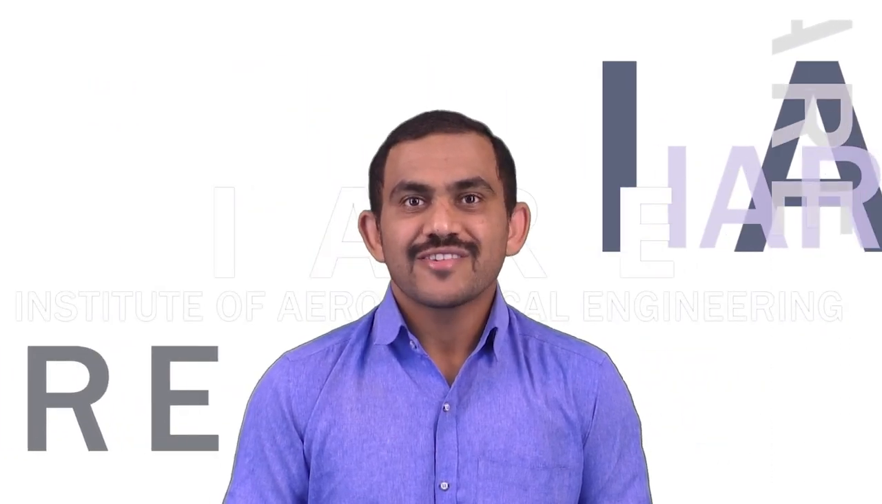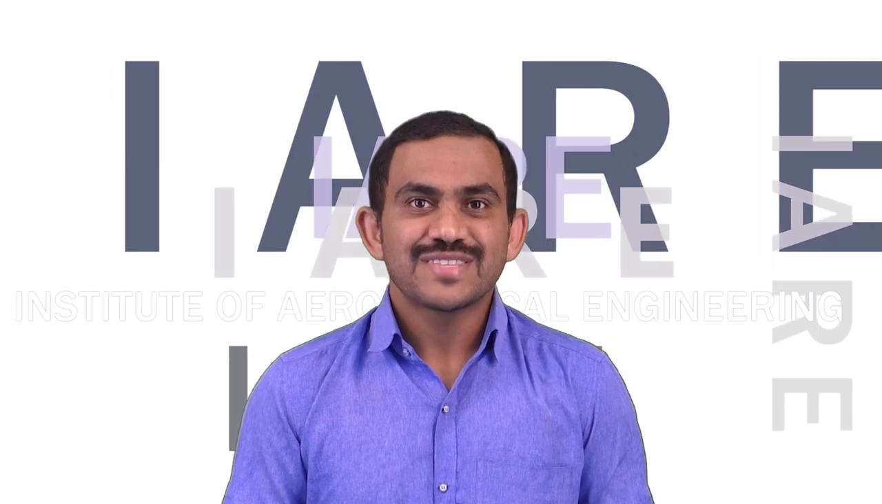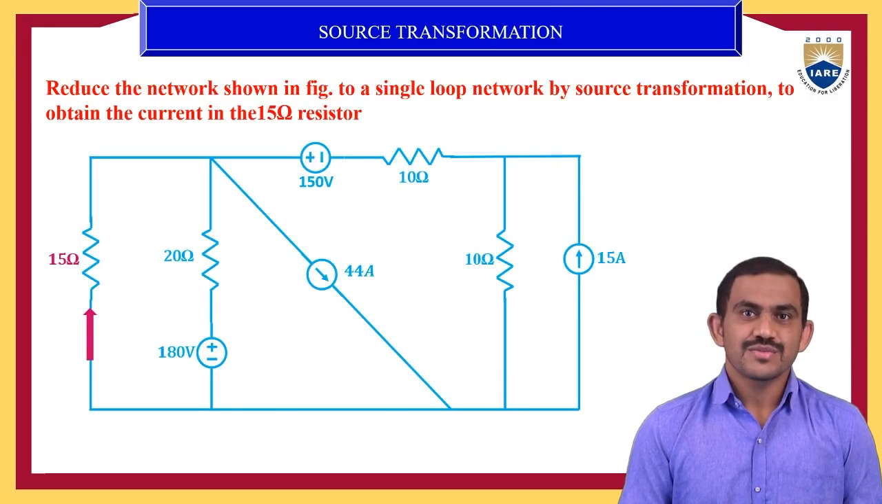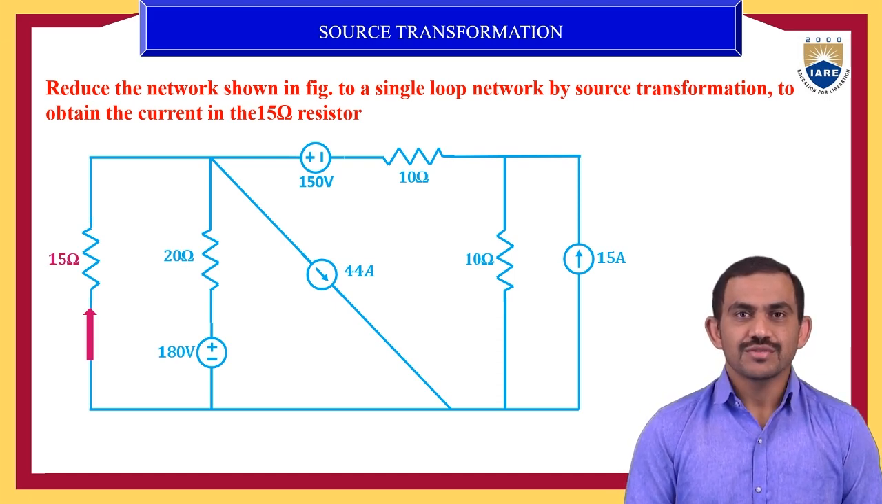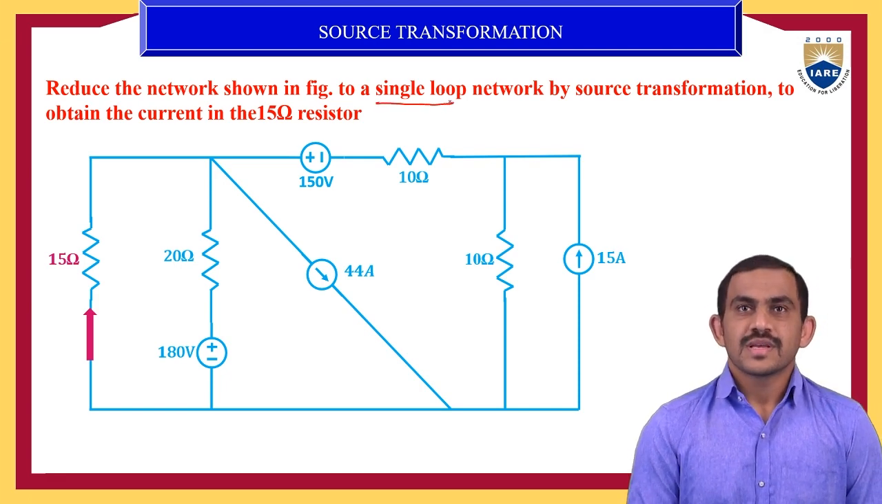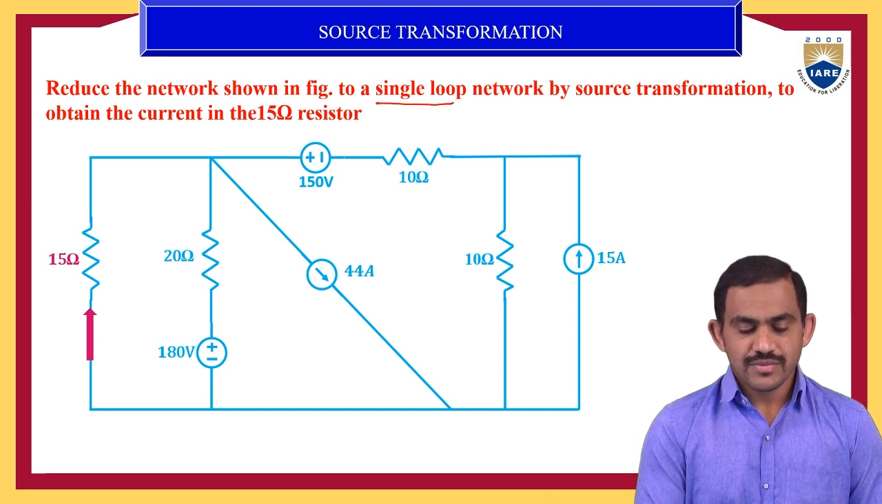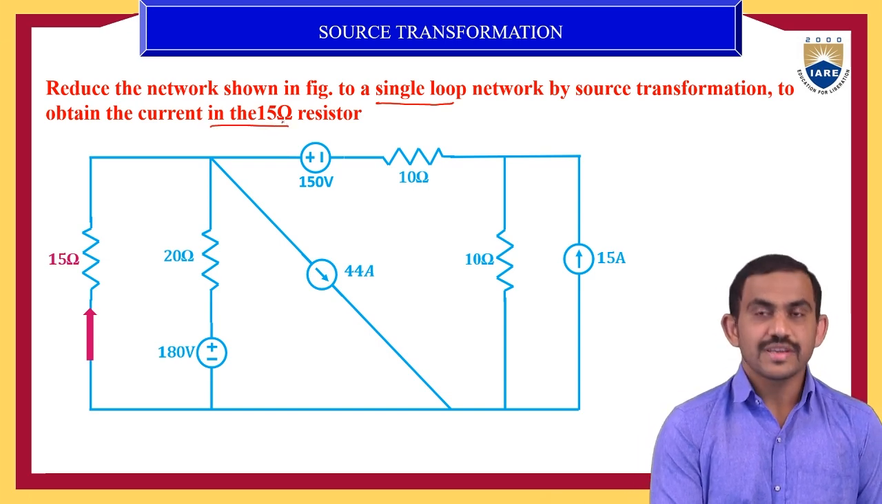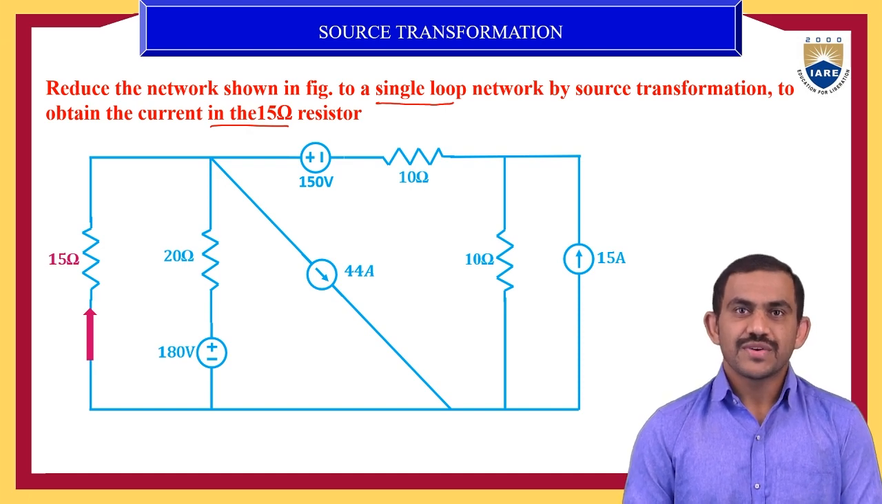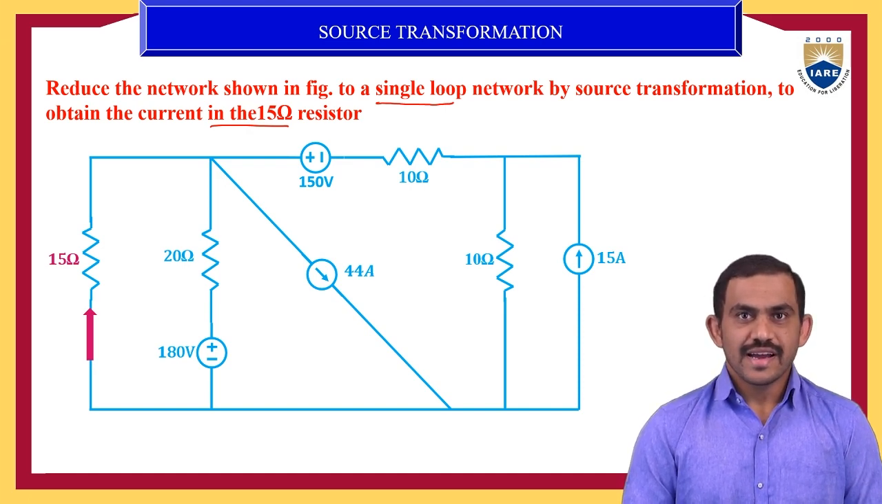In this video, I want to discuss source transformation as well as one problem. Here I have one circuit. In this circuit, we have many voltage sources as well as current sources. Using source transformation, we need to reduce the circuit to a single loop and find out the 15 ohms current. He has given the direction also.